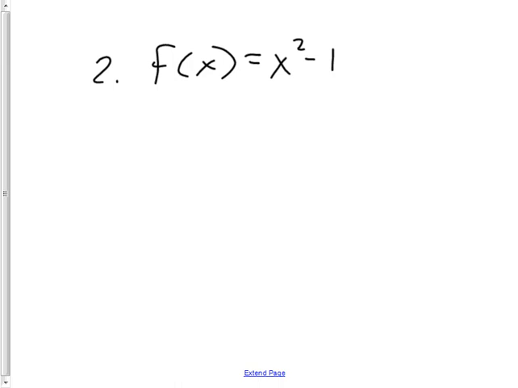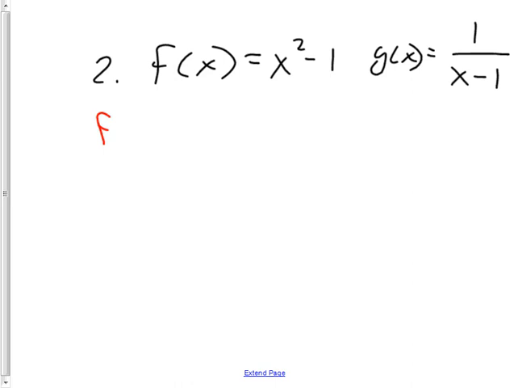G of x is 1 over x minus 1. Okay. So now, what does it actually want me to do? It wants me to find f of g of x and its domain, and g of f of x and its domain.